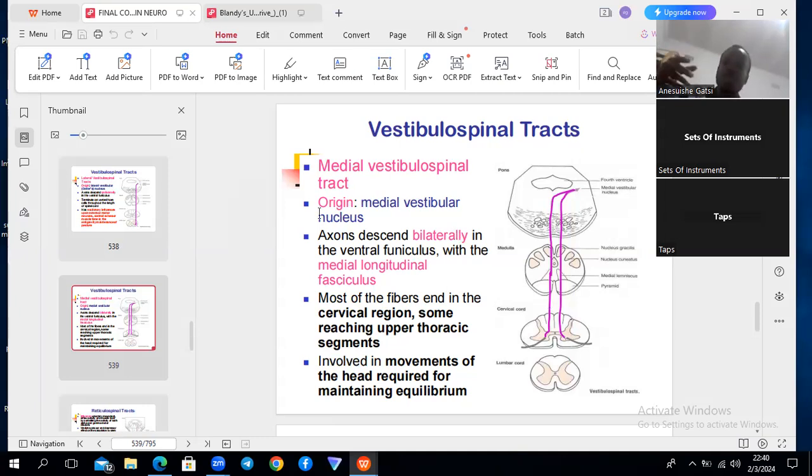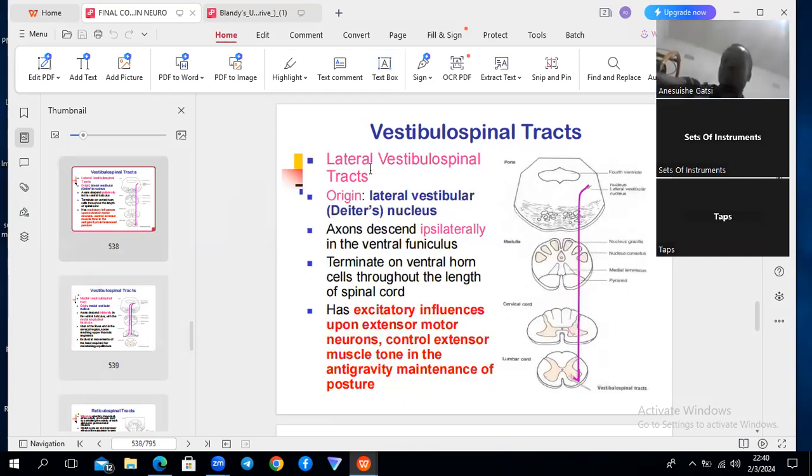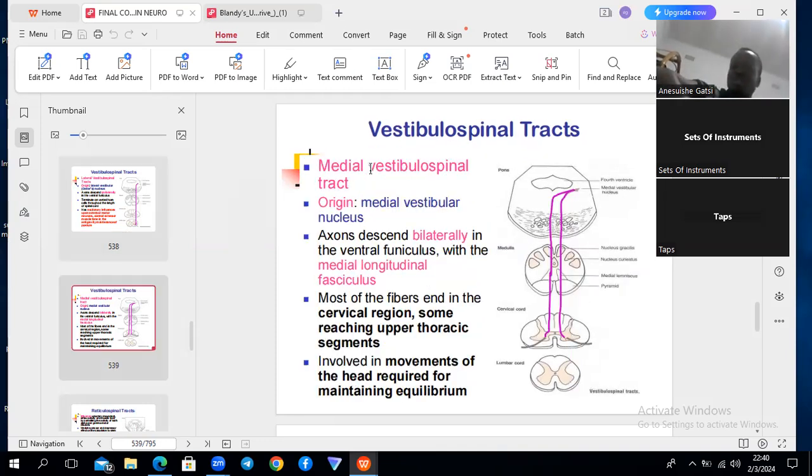But what I want you to know is that when this medial longitudinal fasciculus extends from the brainstem into the neck, it becomes the medial vestibulospinal tract. It also helps with balance and equilibrium, but now it's doing it for the head and neck. So when we refer to the vestibulospinal tract, we mean the lateral one that comes from Deiters' nucleus. The medial vestibulospinal tract, we really don't talk about much. I'm sure most people don't understand it as well.